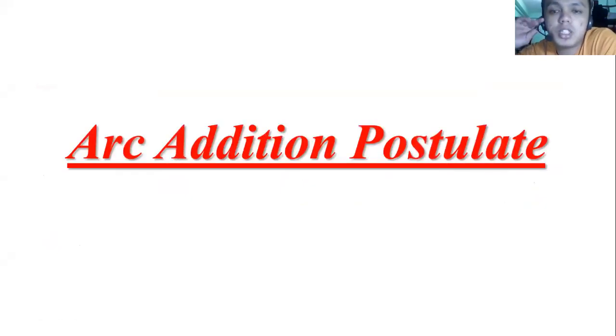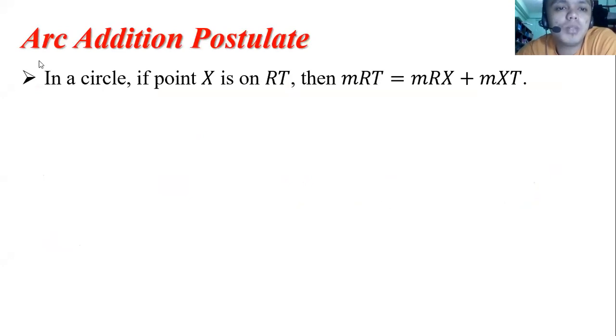So today we will discuss naman about the arc addition postulate. Dahil nabanggit naman din natin yung angle addition postulate doon sa unang topic, i-discuss naman natin yung tinatawag na arc addition postulate. Okay? So arc addition postulate, it states that in a circle, if point X is on arc RT, then measure of arc RT is equal to measure of arc RX plus measure of arc XT. Okay? So yan ang arc addition postulate.